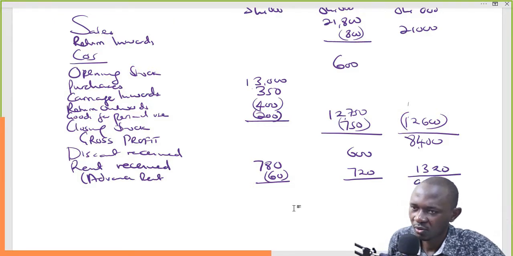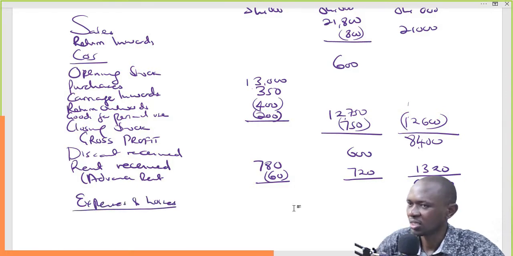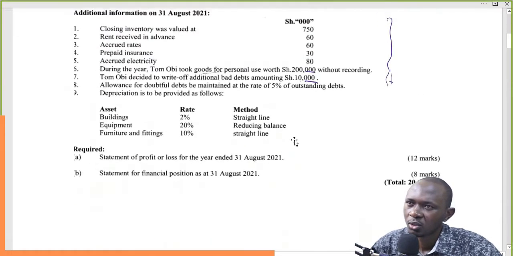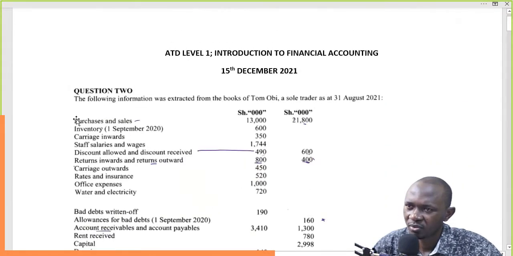Good. So then we come here and say expenses and losses. So we want to start working on the expenses and losses. So expenses and losses, we start from just at the top here. Carriage inwards, we have done with that.